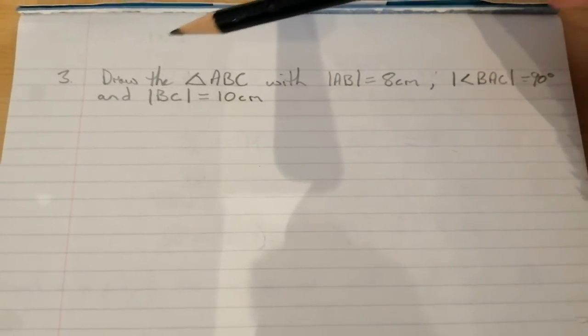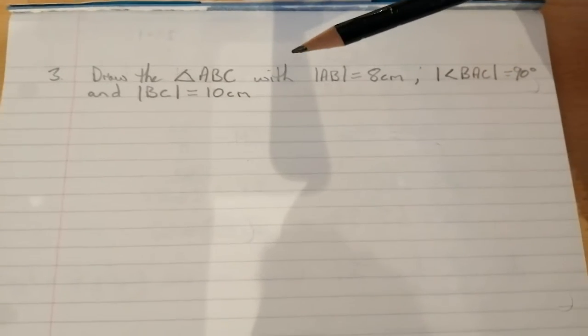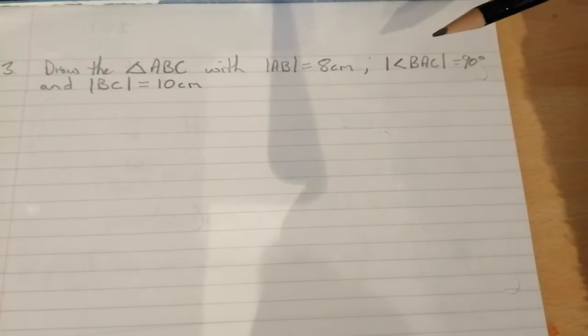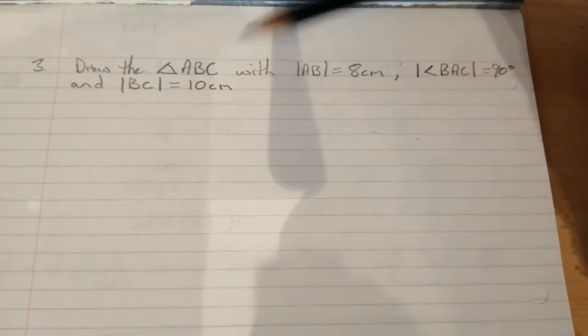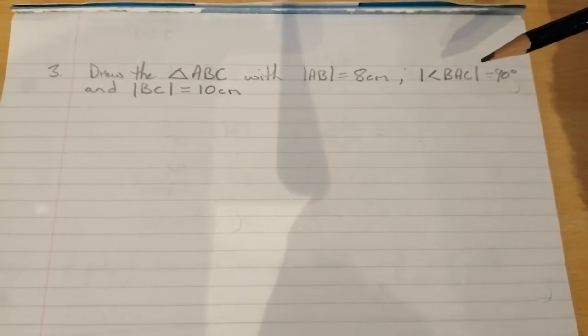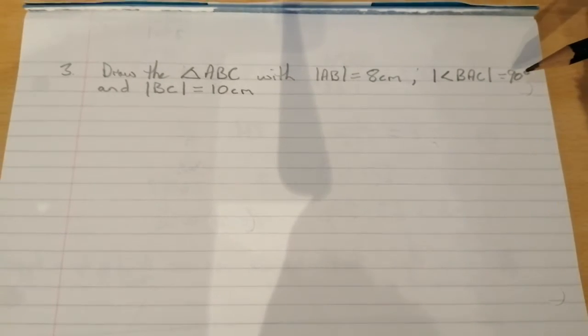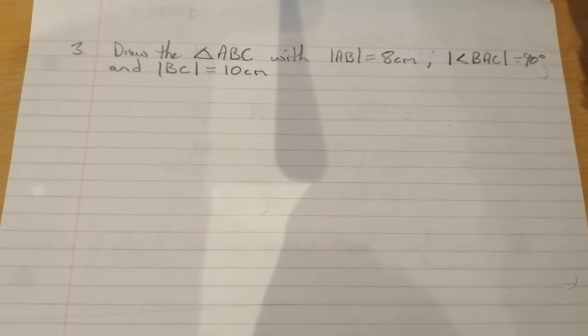Okay, welcome back. So finally today, we're going to draw a triangle ABC where AB is 8 centimeters, the angle BAC is 90 degrees, and the side BC is 10 centimeters in length. So this is a right angle triangle, isn't it? With a 90-degree angle in it.